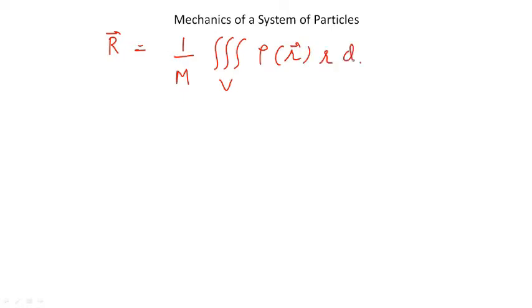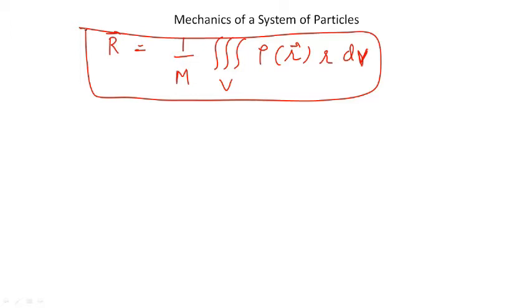Hello everyone, today we will discuss the position of the center of mass. If mass is uniformly distributed in an object, the position vector for that case can be written as 1 upon M, volume integration rho r dV. Here capital M is the total mass which is contained within the volume V, rho is the density, r is the position vector, and dV is a volume element.